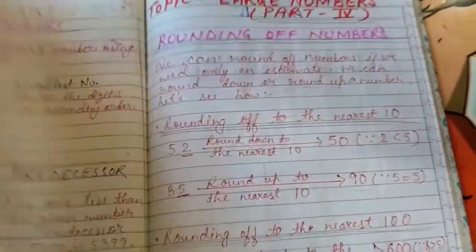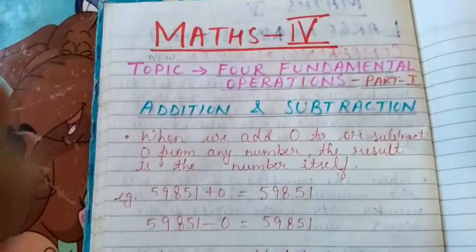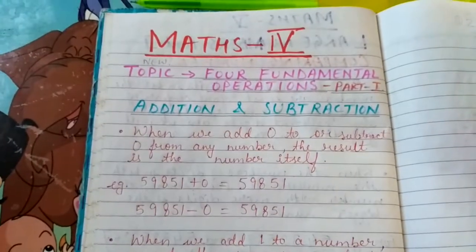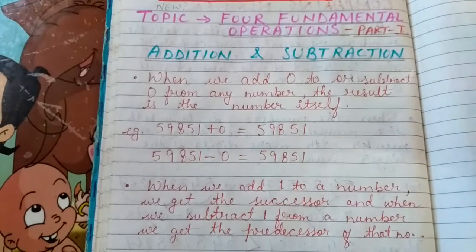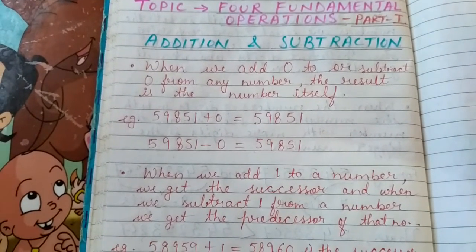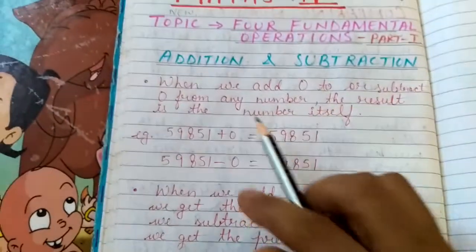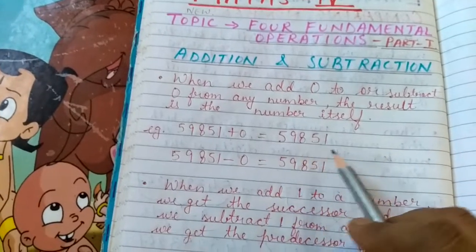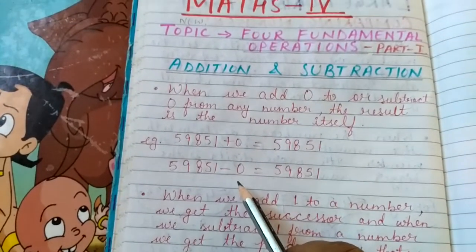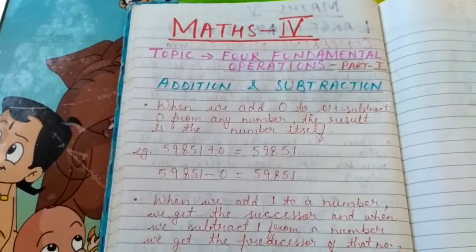And also we have discussed addition. Yes, the very first video we have discussed addition and subtraction, and some addition properties: when we add 0 to or subtract 0 from any number, the result is the number itself. For example, as you can see over here, when 0 is added to this number, the result is the number itself, and when 0 is subtracted from this number, then also the result is the number itself.